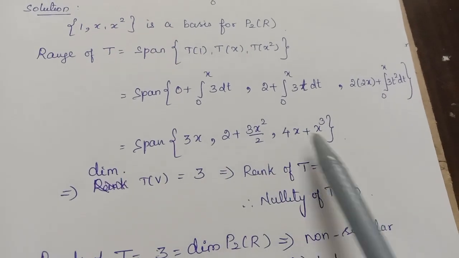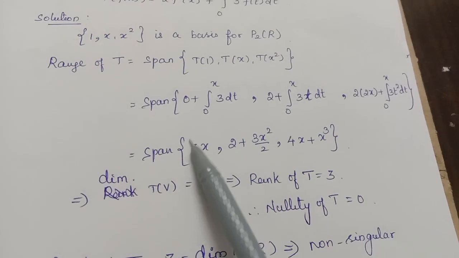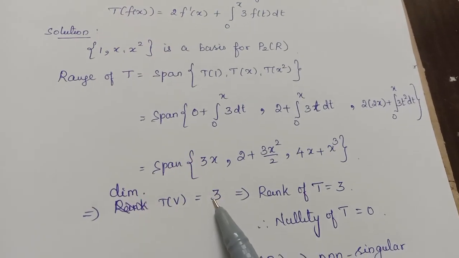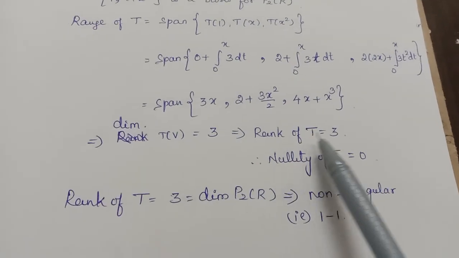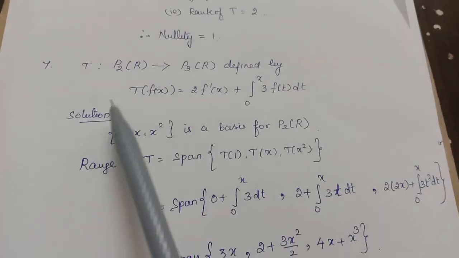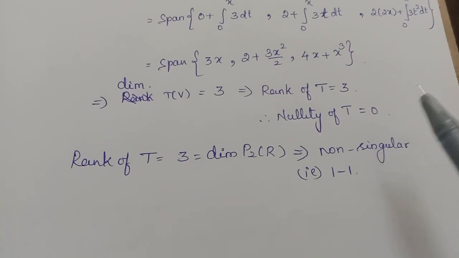Okay, look at the three values. Each and every one is distinct from the other. So all the three together span. Therefore the dimension of T of V is equal to 3. So that means what? Rank is equal to 3. If the rank is 3, nullity is equal to 0 because this is of dimension 3. So if the rank itself is 3, then nullity is equal to 0.